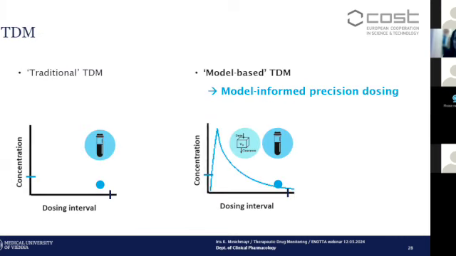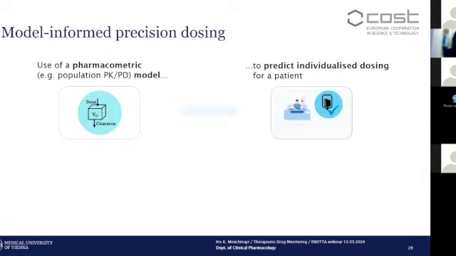So we have seen that traditional TDM is a fairly simple approach, but comes with drawbacks. These limitations have driven the introduction of more flexible strategies like model-informed precision dosing. Model-informed precision dosing uses a pharmacometric model together with a patient's characteristics and a patient's dosing history to predict an individual dosing regimen that can achieve the desired target.